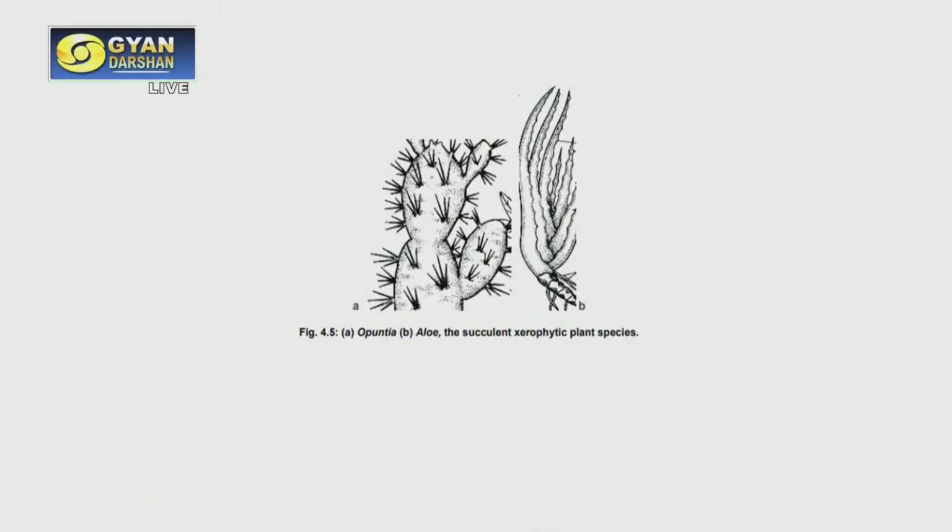So this is a diagrammatic view of the Opuntia and aloe. Both of them are succulent plant species. This is given in your SLM also.